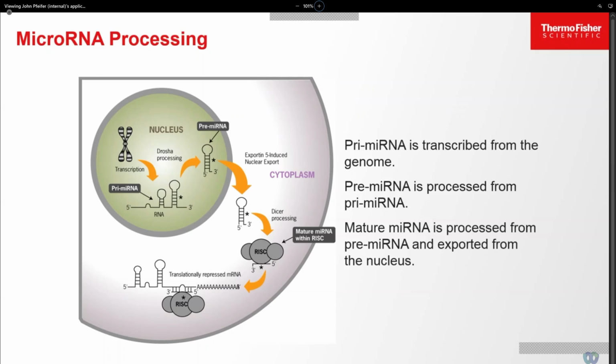The single-strand mature form will then interact with what's called the RISC complex. This complex is now biologically active and can act against the targeted messenger RNA.